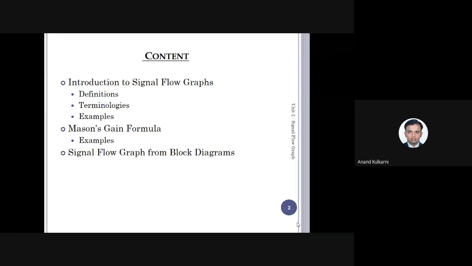The contents we are going to discuss are the definition of the signal flow graph, a few terminologies, then examples, and one important thing, the Mason gain formula and examples for that. And given a very complex block diagram, convert it into a signal flow graph and try to solve it. That we are going to discuss in today's class.